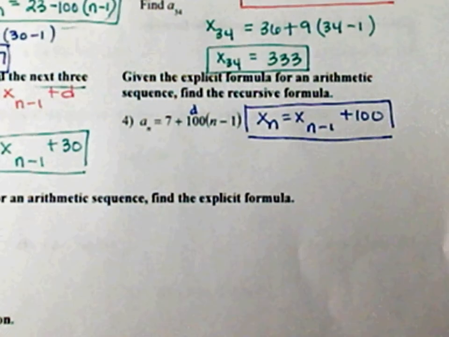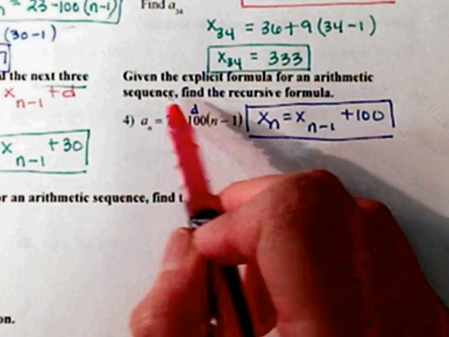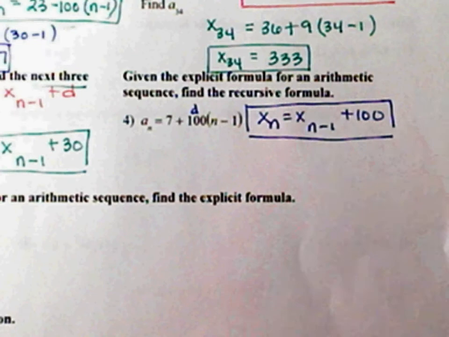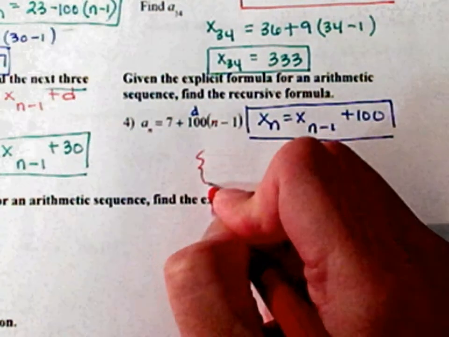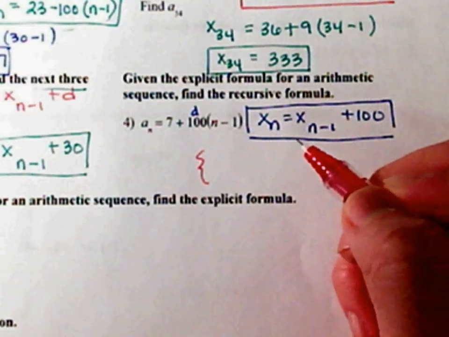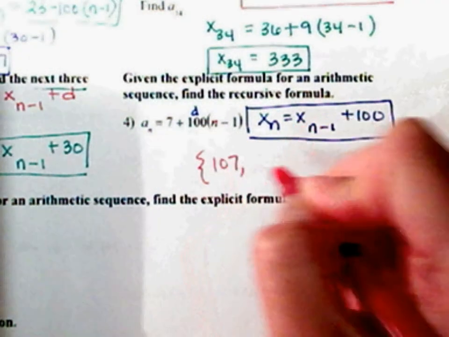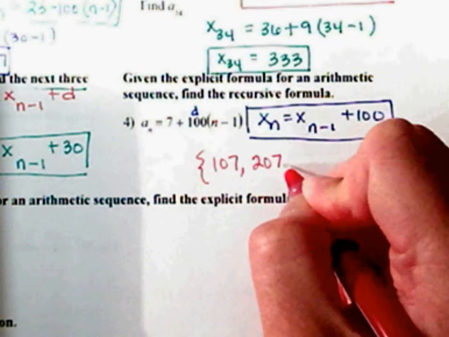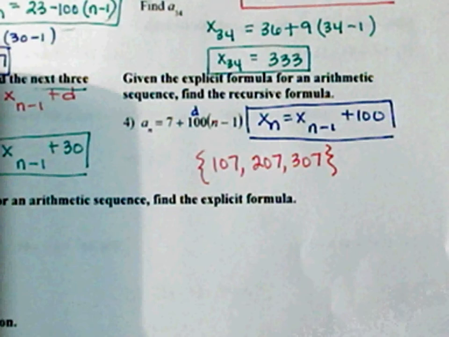To find the next 3 terms, let me see, given the explicit, find the recursive formula. It didn't ask me to find the next 3 terms, so I don't have to. But if you did, you start off at 7, okay? So 7 plus 100 is 107, plus another 100, 207, plus another 100, 307, if you had to. You did not have to for number 4.